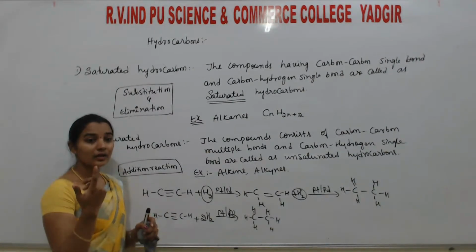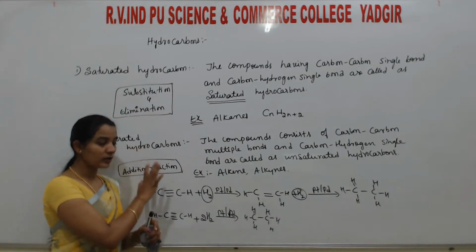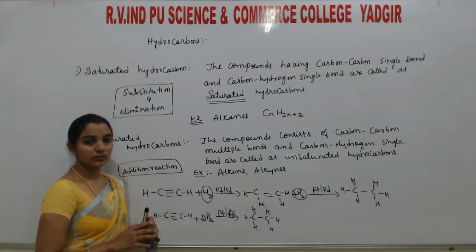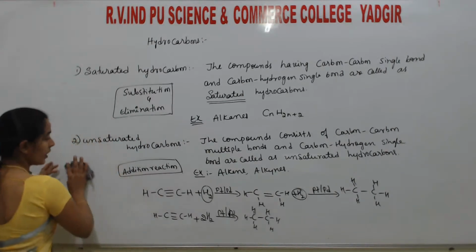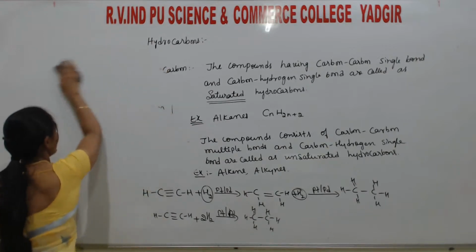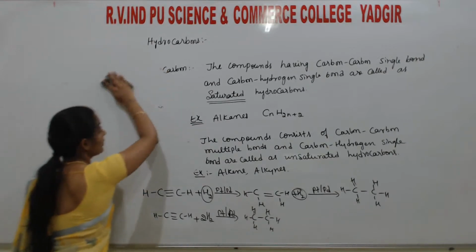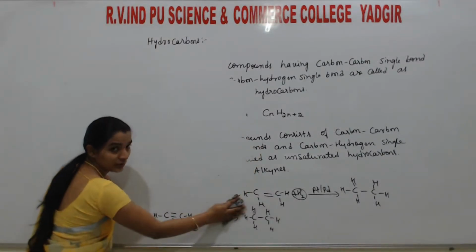If the compound burns with a sooty flame, it eliminates a black color fog, and that is unsaturated. Without a sooty flame, that is saturated. That is why I am telling you: this is one important test in the laboratory to distinguish saturated and unsaturated compounds, okay?